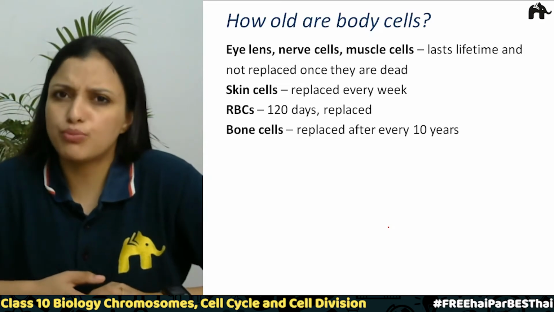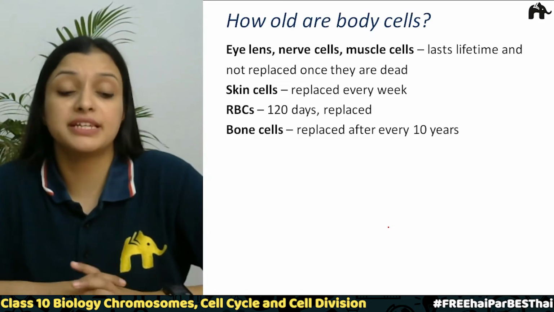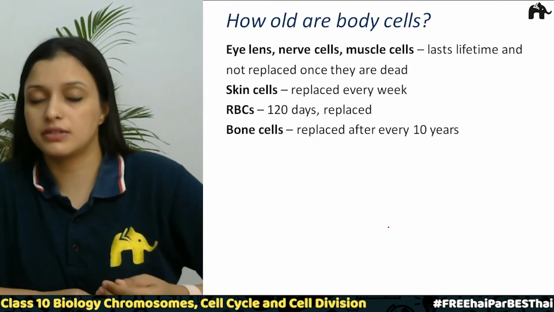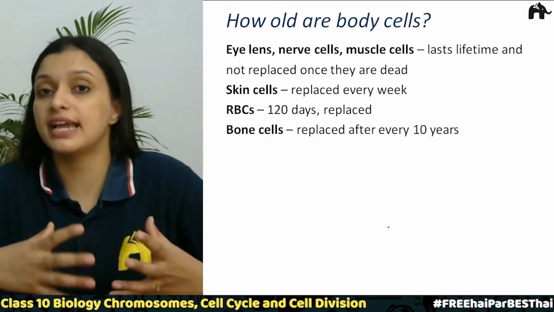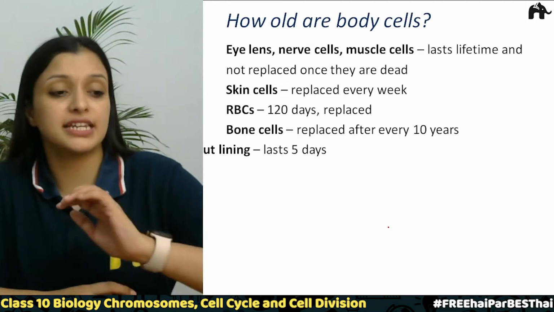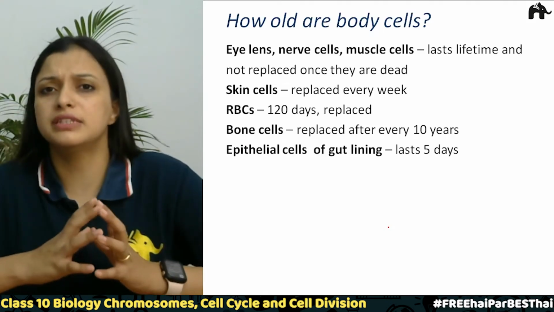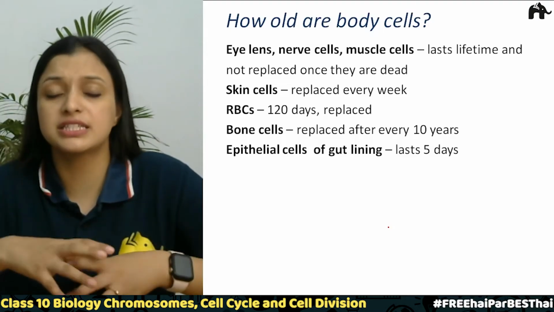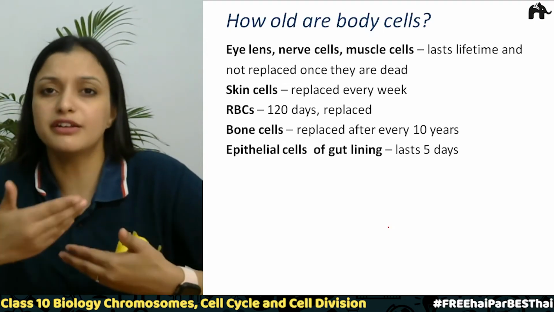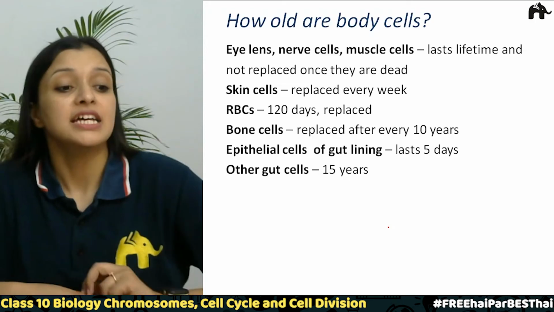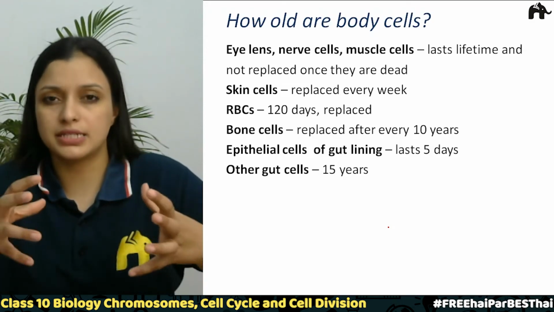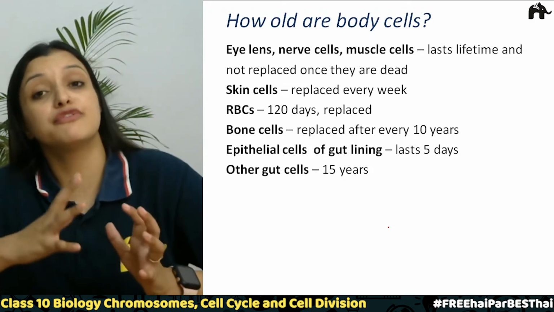Correct? Then our bone cells. Bone cells are replaced every 10 years, right? So a long gap, but they are replaced every 10 years. Then come epithelial cells of the gut lining. They last for almost 5 days, and they are replaced after 5 days. Correct? Then some other gut cells are replaced every 15 years.